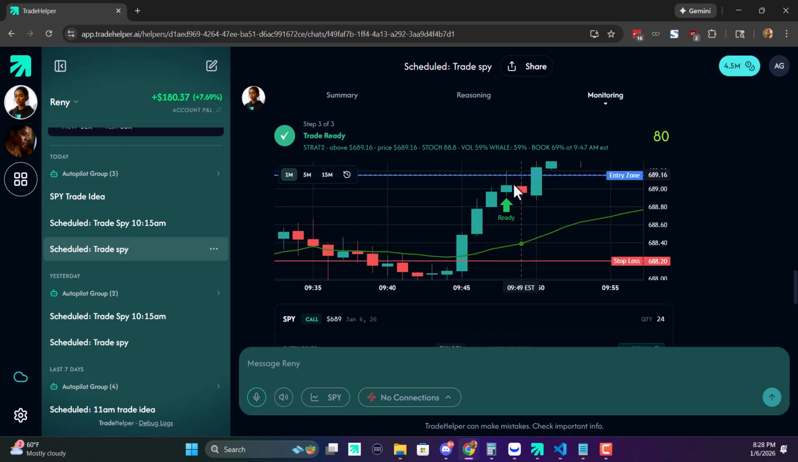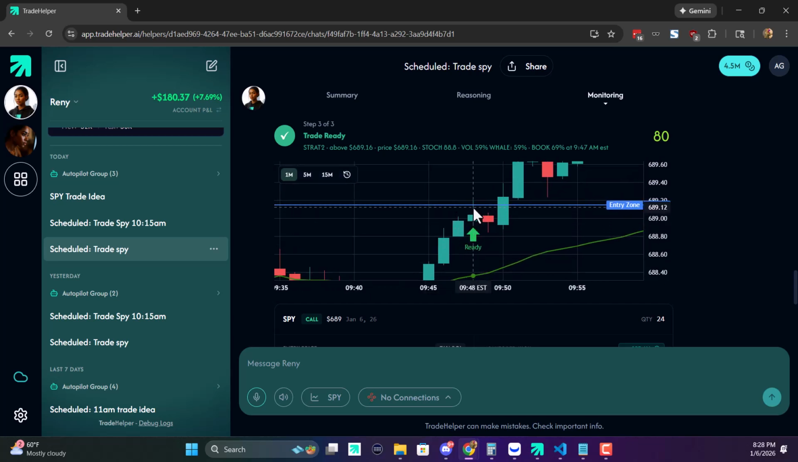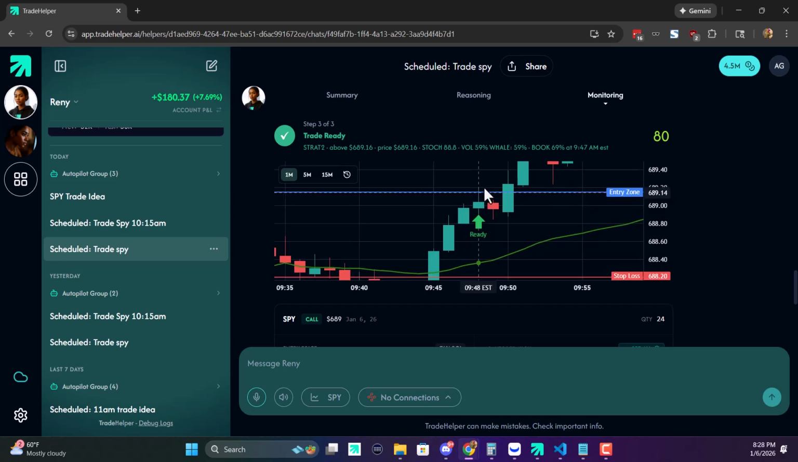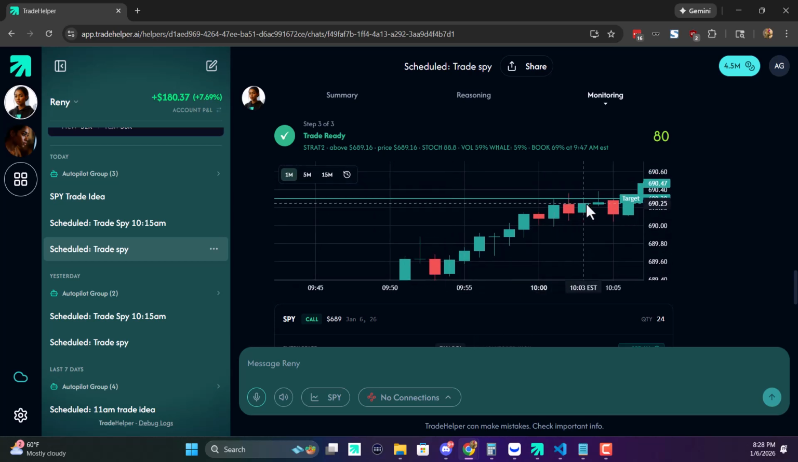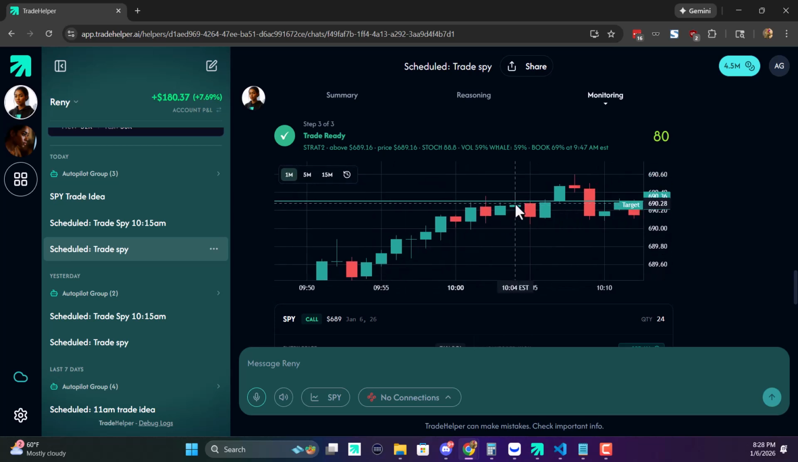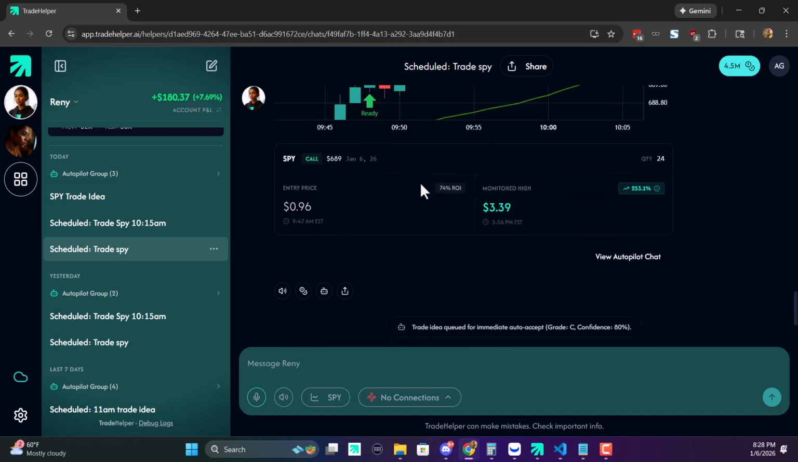Because it's a breakout play, not only do we have to be in an uptrend, but we also have to go higher than this blue line right here, because this is the breakout zone. This is where it breaks out. You get what I'm saying? So the AI said it needs to be above 689.15 in order for this thing to keep going all the way up to 690.28. That's what the AI is saying, right?